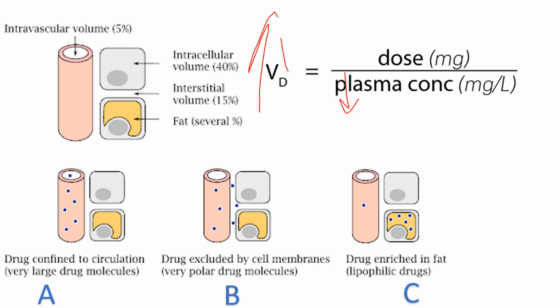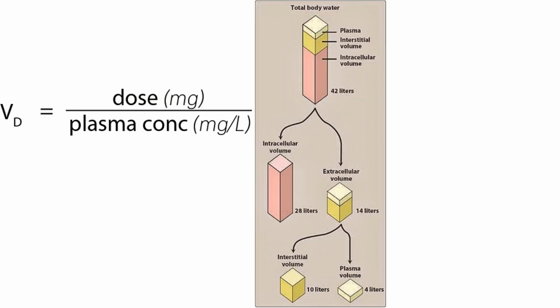And it's logical, actually, that if it distributes everywhere else but the plasma, then obviously it's going to be everywhere else in the body, but its plasma concentration is very low. So the fact that the plasma concentration is very low means that it has distributed a lot and that it has such a high volume of distribution. Okay, now let's put that into numbers.